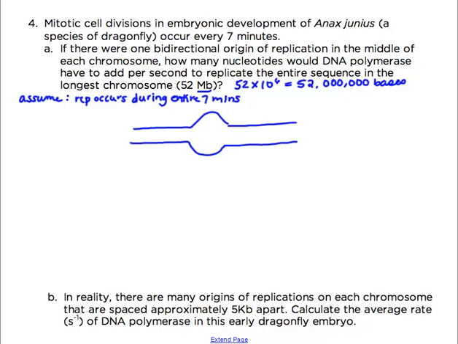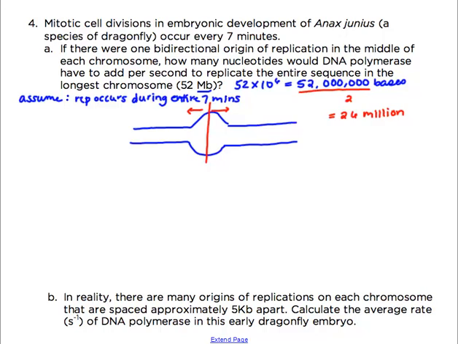However, this origin of replication is bidirectional, meaning that it can go to the left and to the right at the same time. So technically, it's really only 26 million bases along each replication fork, which is 52 million divided by 2, is 26 million. So when you divide this by 2, you get 26 million. So it's really 26 million bases that DNA polymerase has to replicate in the 7 minutes.